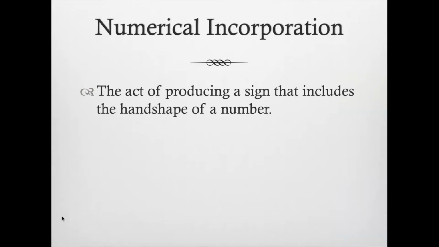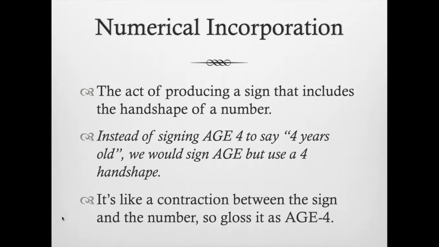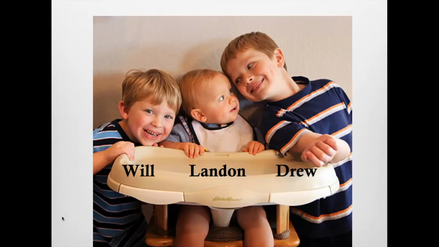It's the act of producing a sign that now has the hand shape of a number. So instead of signing, like we just talked about, age 4 to say 4 years old, we can use the sign for age, but use a 4 hand shape. So it's almost like a contraction between the sign and the number. So when we gloss it, it's like the sign age, but then I'm going to use that hyphen and use a 4 because I'm signing both at the same time.